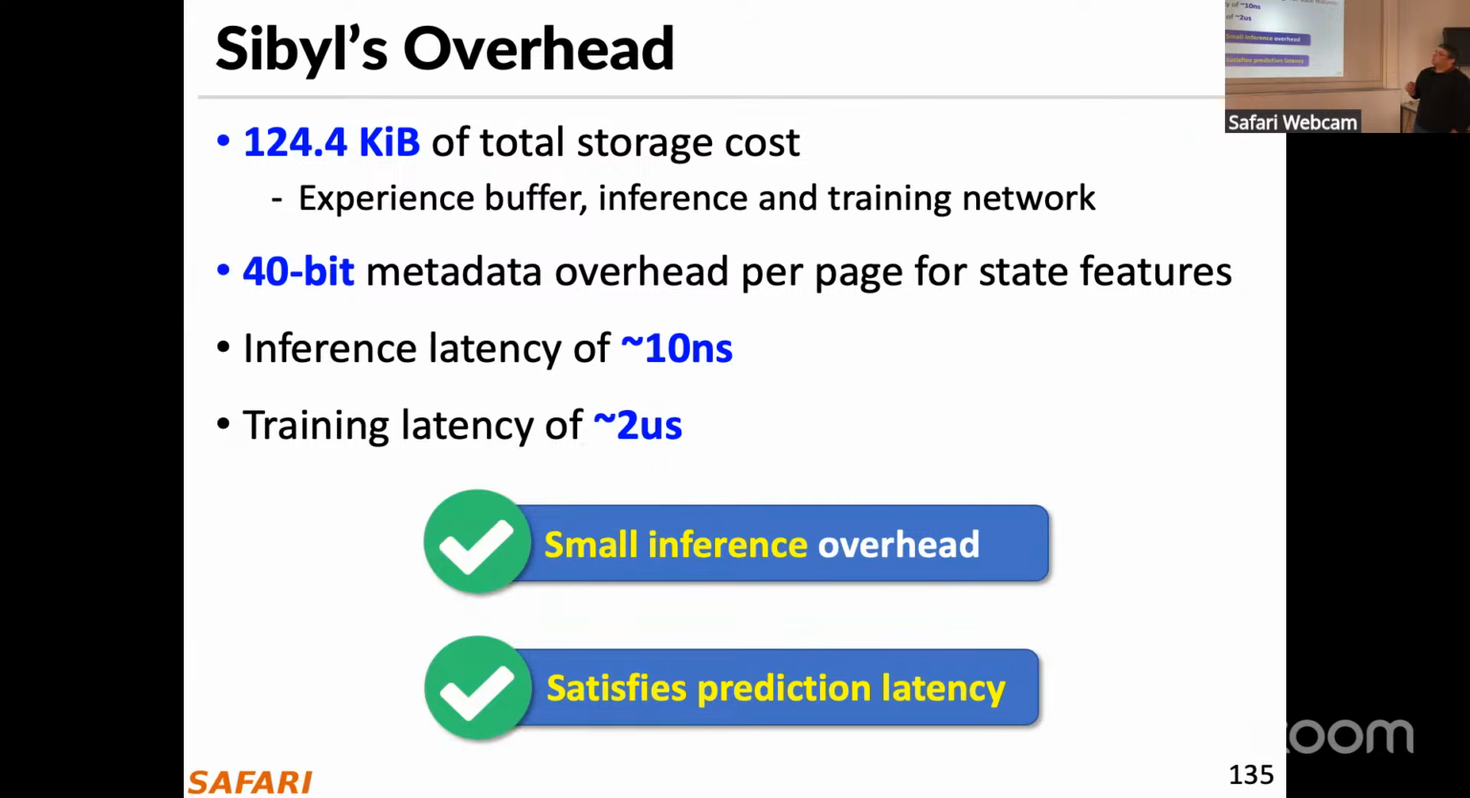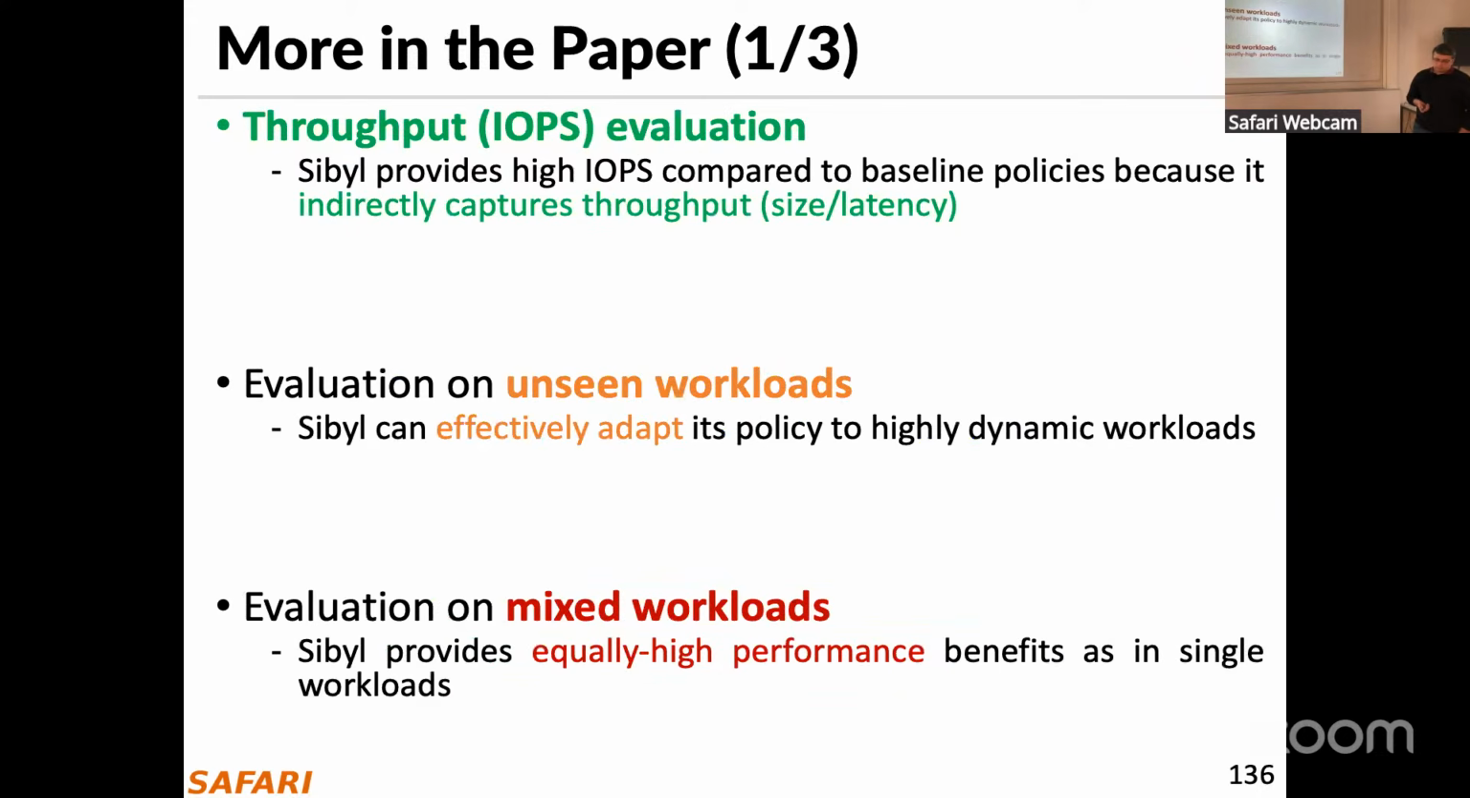So the Sybil agent consumes around 125 kilobytes of total storage cost for the experience buffer and other aspects of Sybil. Then we need 40-bit metadata overhead per page. So we need to store the features of the incoming request and the HSS. We store some metadata in the host to do this, and our inference latency and training latency are significantly less. So we don't add a lot of overhead on the IO request.